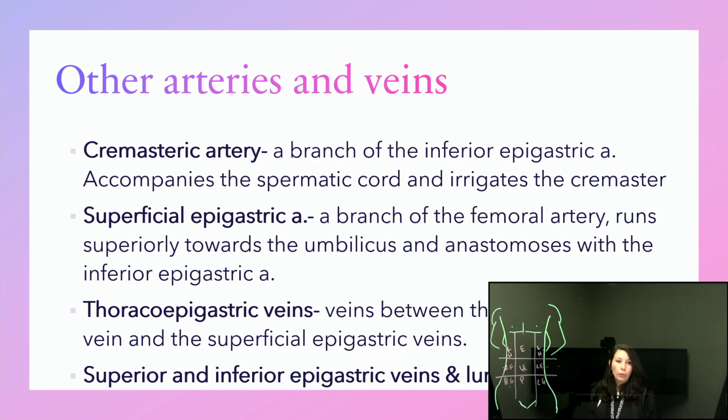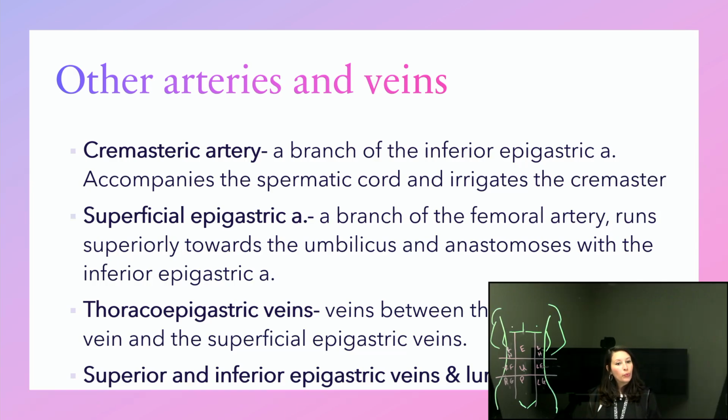Other arteries that we could observe as part of your anterior abdominal wall include the cremasteric artery, which is a branch of the inferior epigastric artery, and it irrigates the cremaster muscle in males. So it's only located in males. You will not see a cremasteric artery in females.